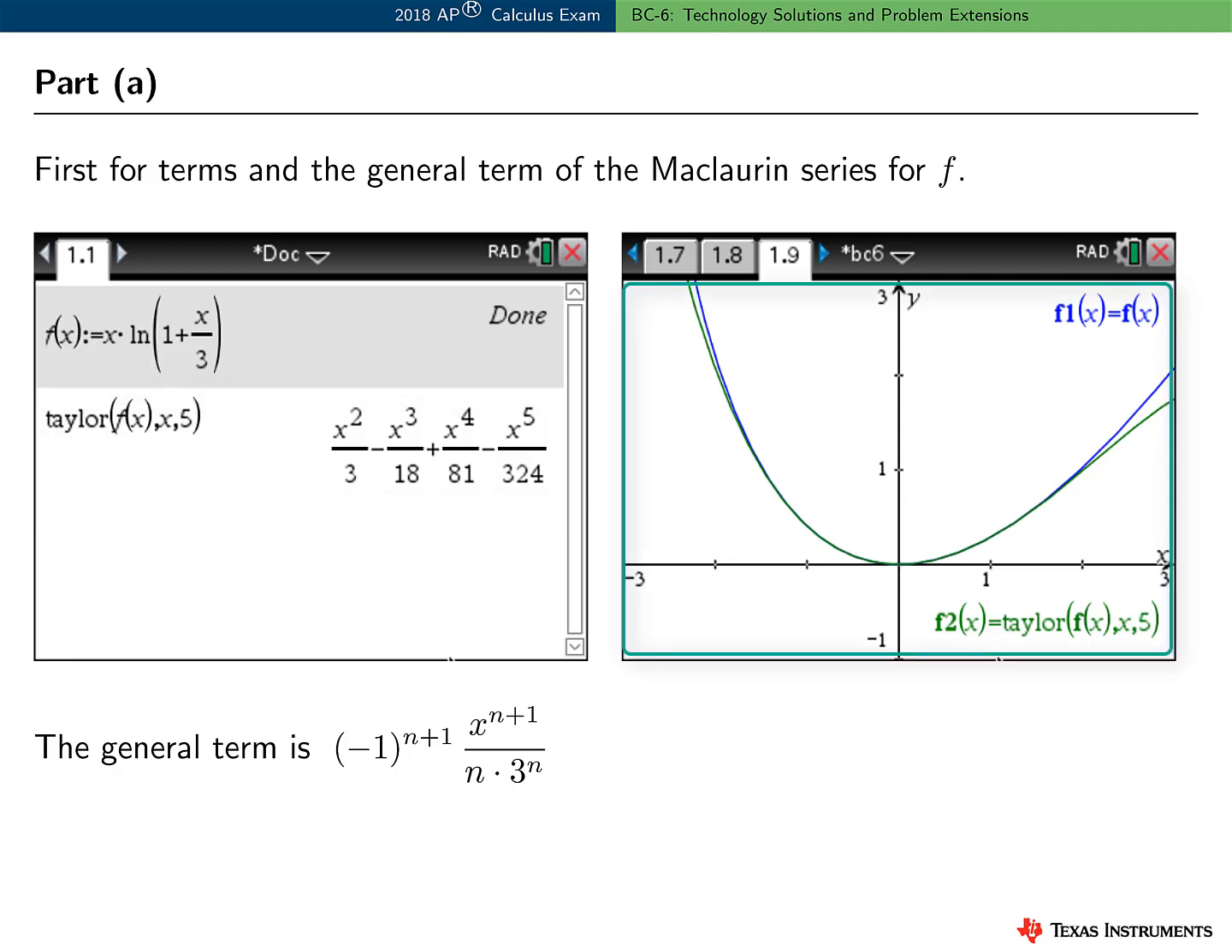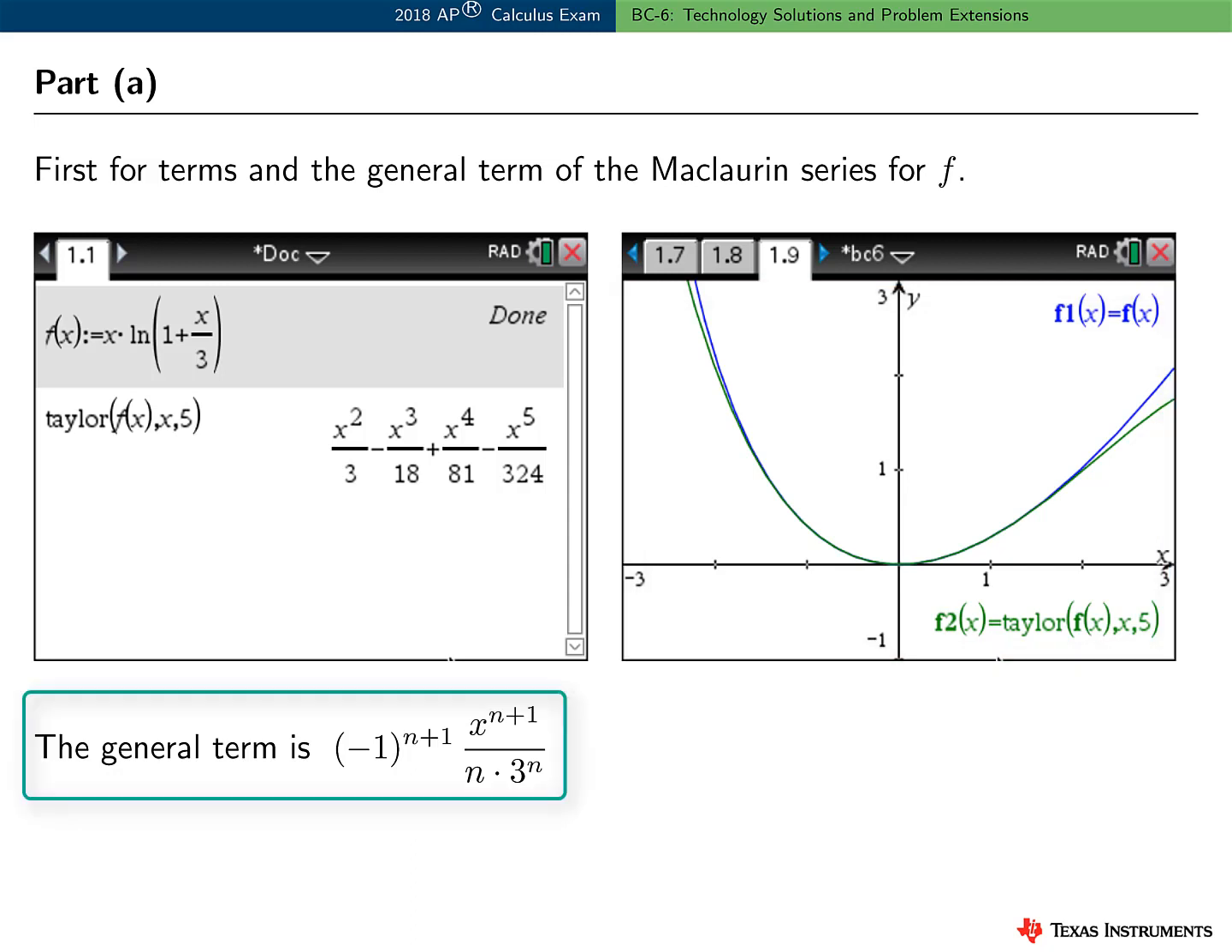Looking ahead in this question and thinking about convergence, I graphed both the function f and this Maclaurin polynomial over the interval -3 to 3. We can see that with just the first 4 terms of the Maclaurin series, we get a pretty good approximation to the function f. And I think we need to use a little pattern recognition to simply write the general term of the Maclaurin series.